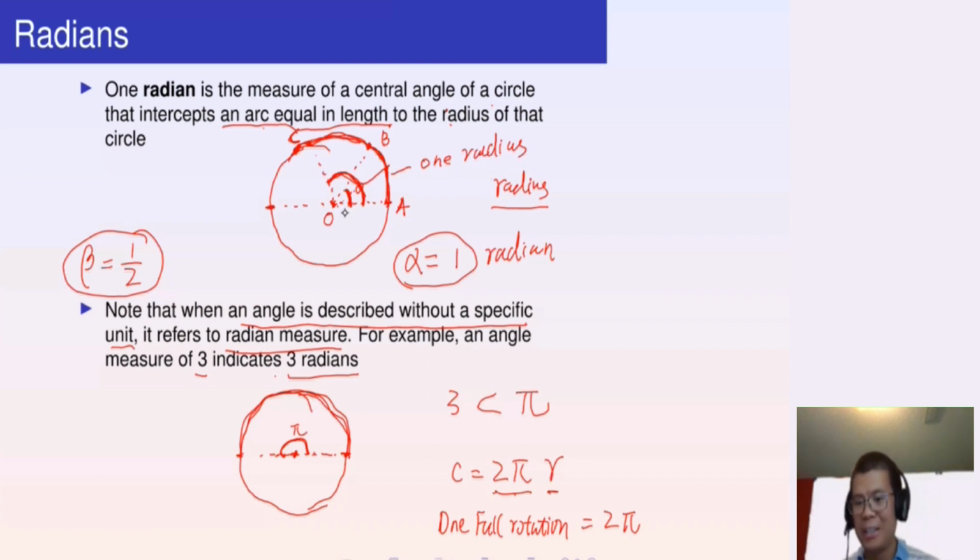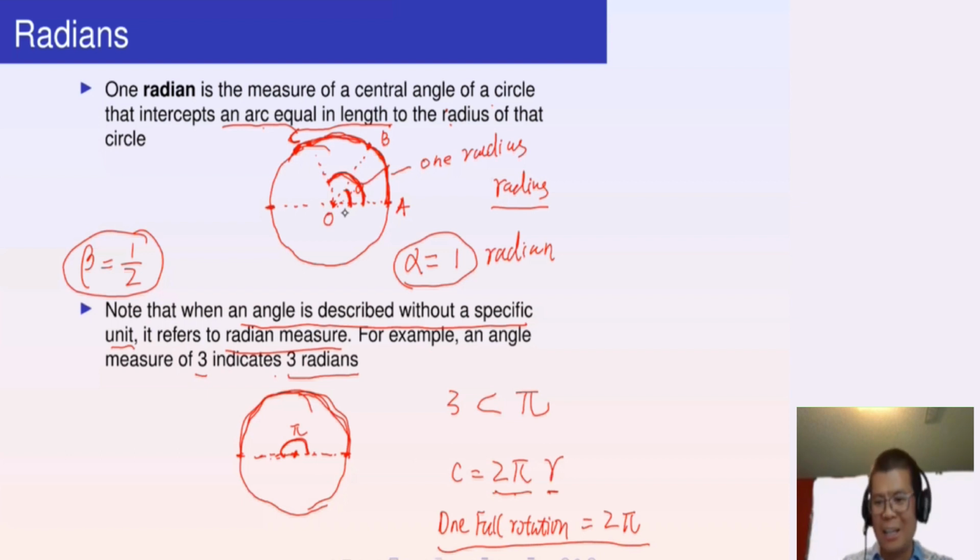180 degrees, right? Yes, about pi radians. In radians it is going to be what? Pi. Because the full rotation is 2 pi, then half of a full rotation is simply pi, right?